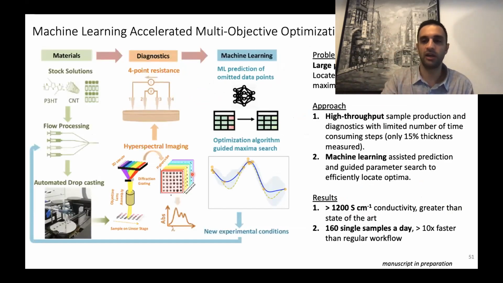So this is a general overview of the platform. We have stock solutions, we do flow processing, we do diagnostics, which is both four-point resistance and hyperspectral imaging. And you have machine learning, and there's various different implementations of these, right?